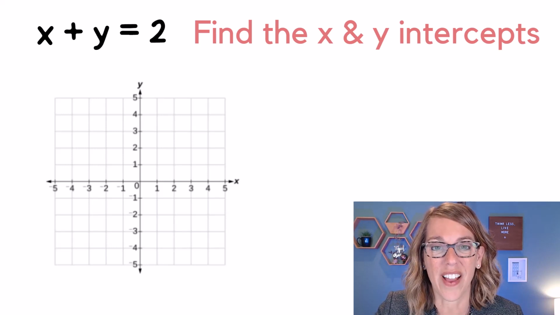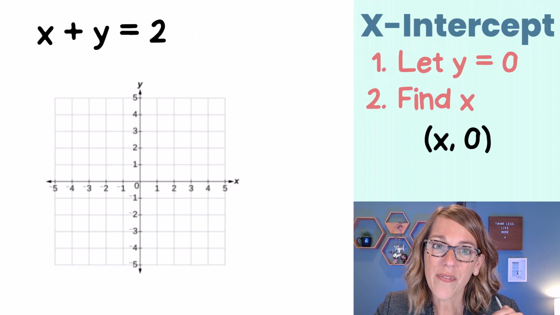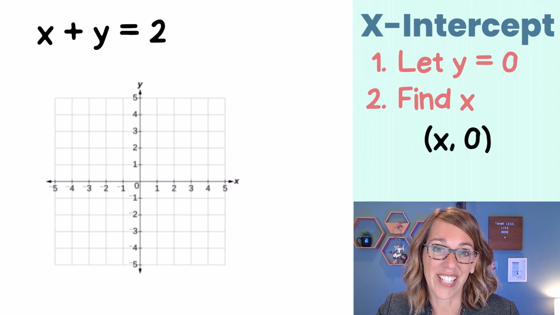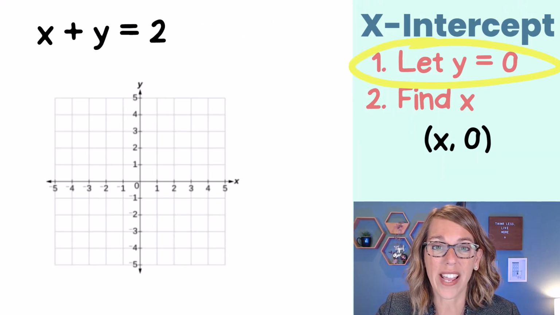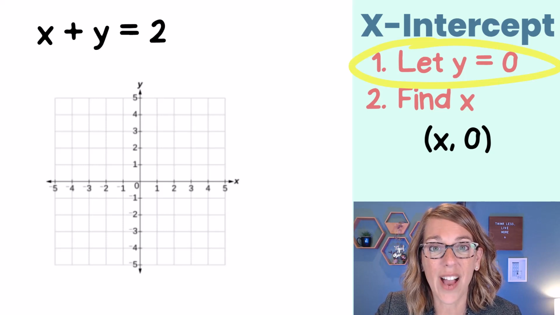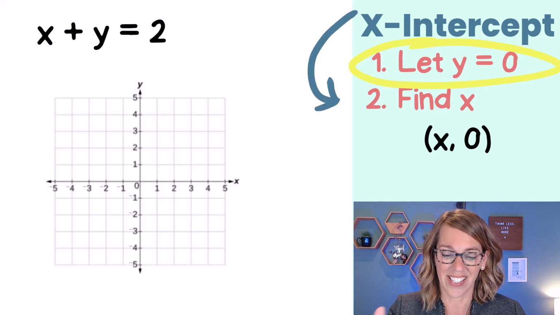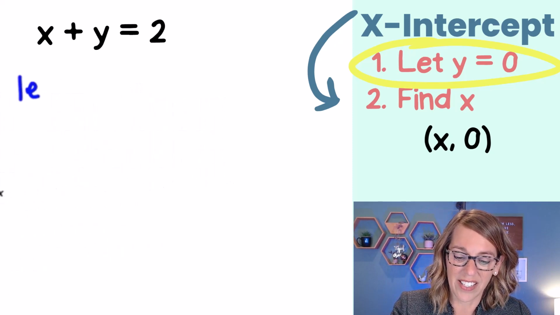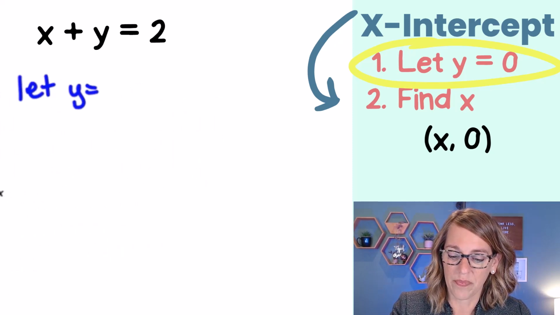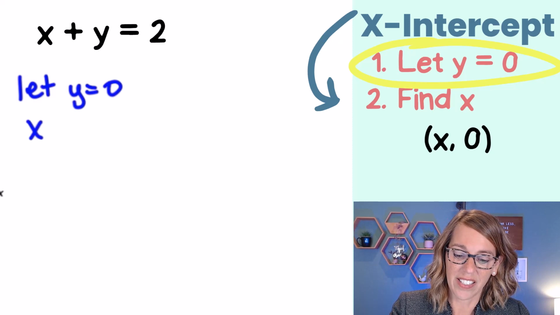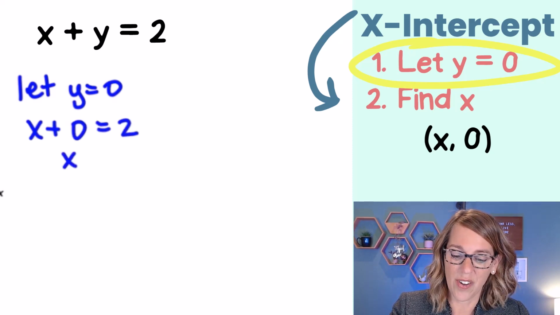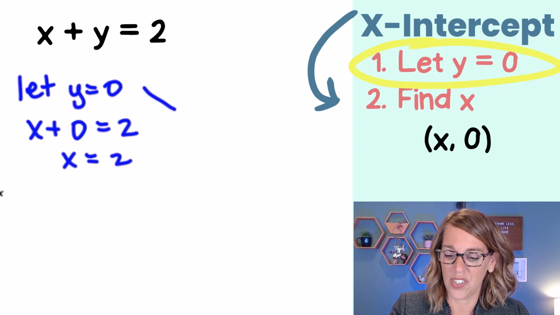Let's do the math to find the intercepts. We're going to first find that x-intercept, and we're going to do this by letting y equal 0, and that's going to allow us to find the x-coordinate where it crosses our x-axis. So I'm going to go ahead and let y equal 0. When I do that, I get x + 0 = 2. I don't need that 0, and x is equal to 2.